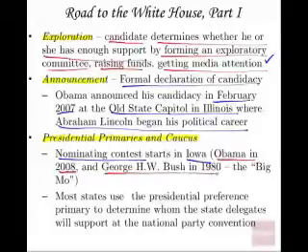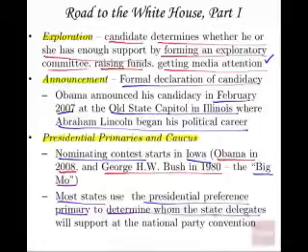And George H.W. Bush in 1980, he ended up losing the nomination to Ronald Reagan, but he got the big mo. So he won that election, and ultimately his support was large enough that Reagan actually gave him the vice presidency. Again, most states use the presidential preference primary rather than the caucus system to determine whom the state delegates will support at the National Party convention.